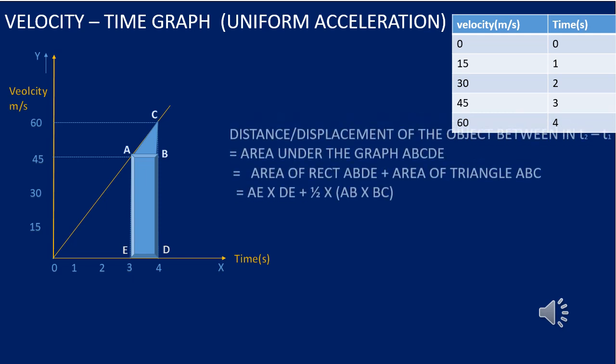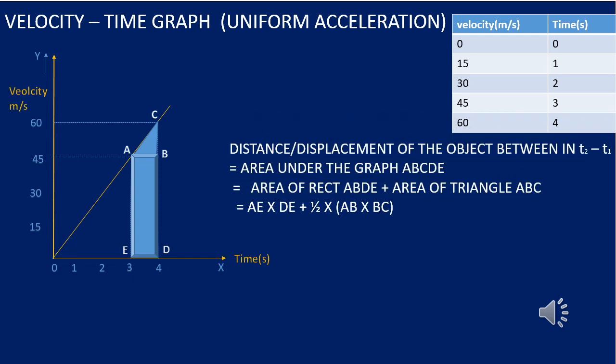So the area under the graph, we can split it as the area of a rectangle plus the area of a triangle. That is the area of rectangle ABDE and the area of triangle ABC, that is AE into DE plus half into base into height. Base is AB, height is BC. Children, please just calculate and give me the answer. Try.